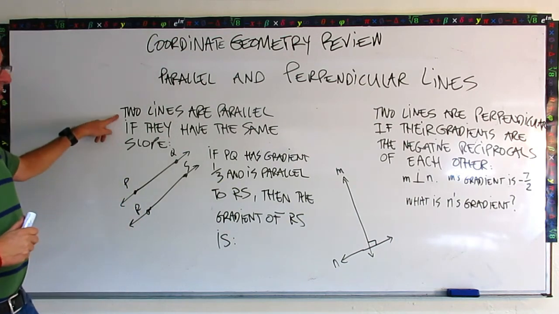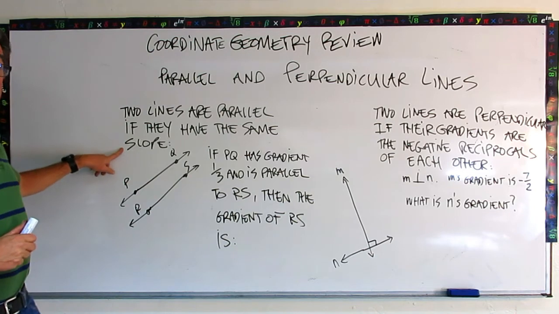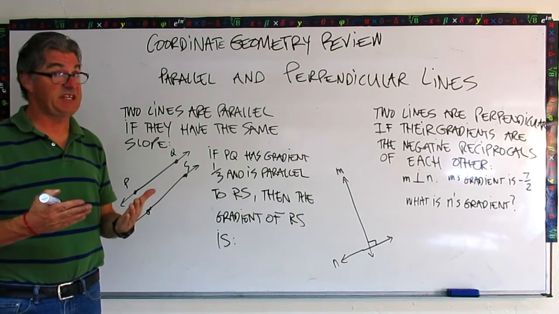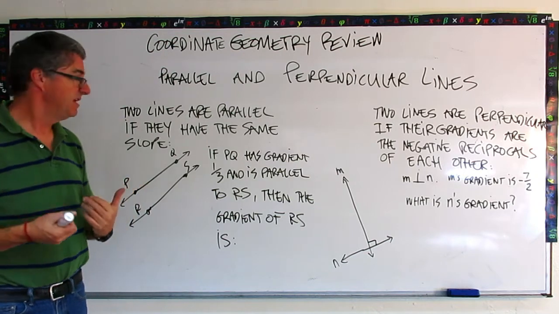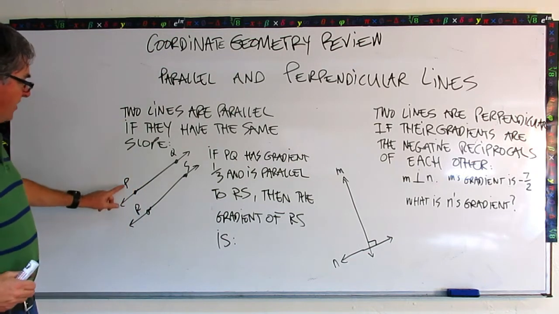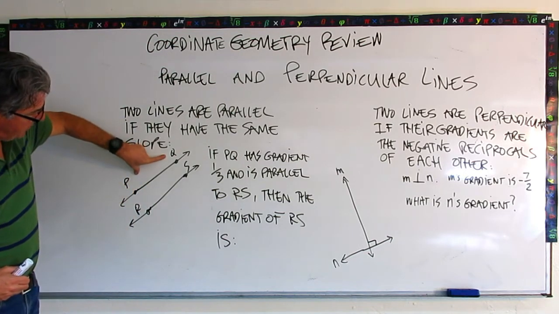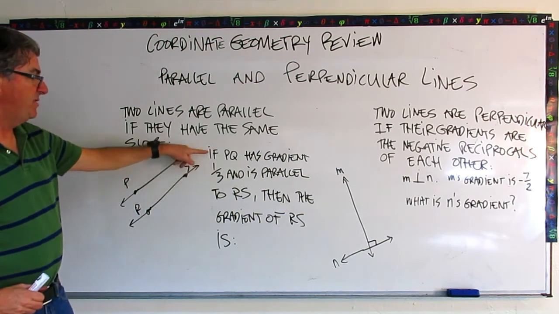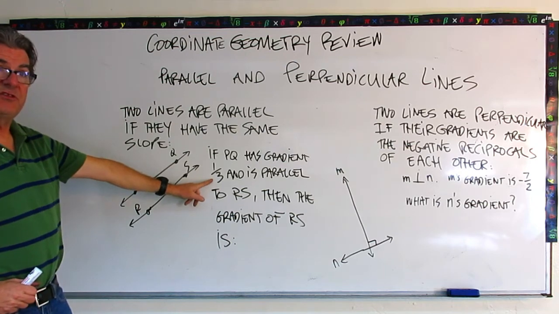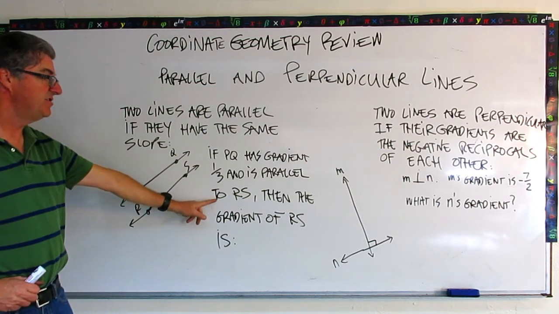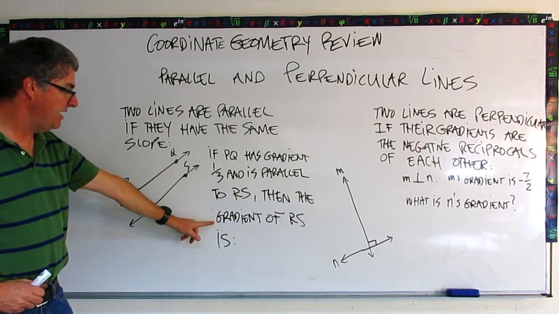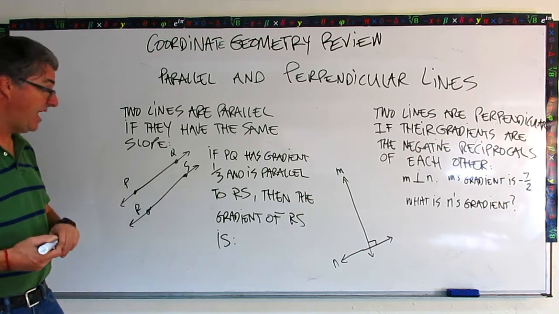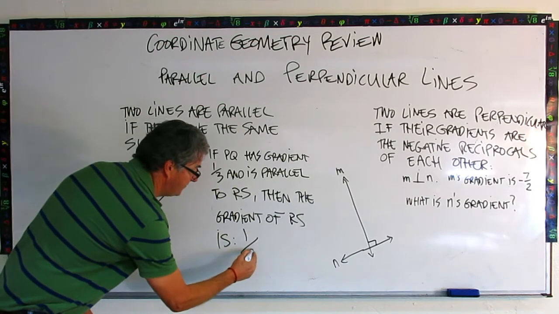Okay, parallel lines have the same slope or gradient. Another thing we say about parallel lines is that they never meet. Okay? So here's a situation. I've got two lines. I've got PQ, this is this upper one, and this second one is RS. If PQ has gradient 1/3 and is parallel to RS, then the gradient of RS is 1/3. They have the same gradient.